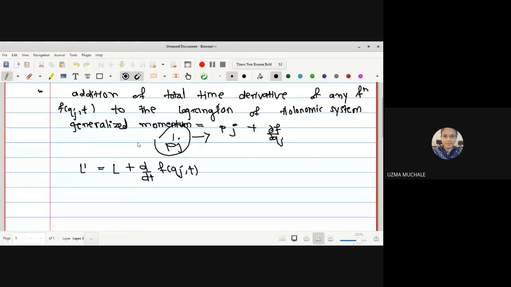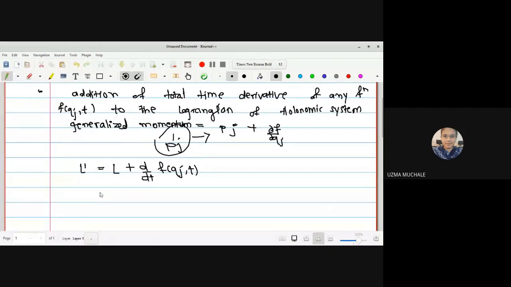Addition of a total time derivative of any function to the Lagrangian. In the Lagrangian, we have to add the total time derivative of a function f in the holonomic system. Do you know what is meant by holonomic constraint? Is my voice audible? Yes, ma'am. So we have to add d by dt of f of qj and t to L, and we have to find out the effect.